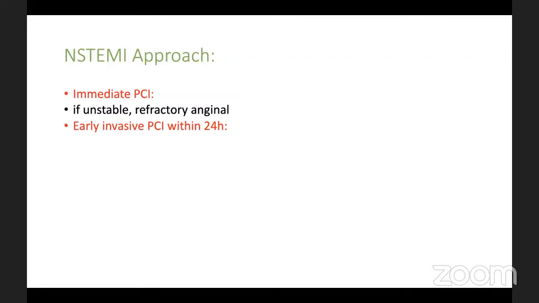You will optimize this patient, give them aspirin, start IV heparin, and then see whether this patient needs an urgent cath or not. Immediate PCI for NSTEMI patients is only indicated if he's unstable or has refractory angina or continuous chest pain despite the medical optimization. This is the only indication to send the patient from the emergency department to the cath lab if he has NSTEMI. However, if he has NSTEMI but is more stable, then you would do an early invasive PCI, which is within 24 hours, but not urgent.